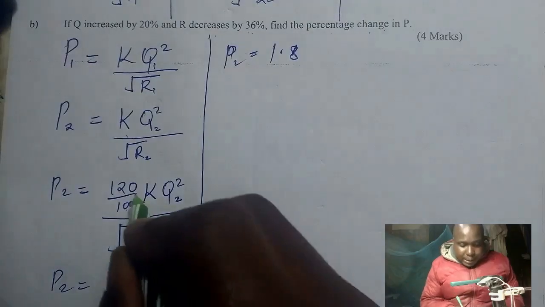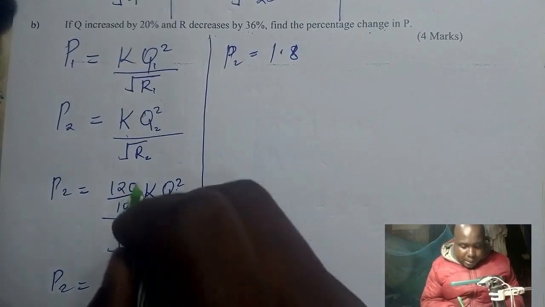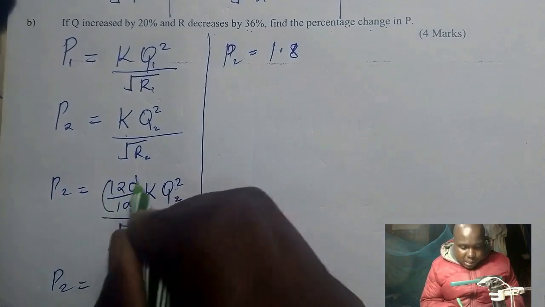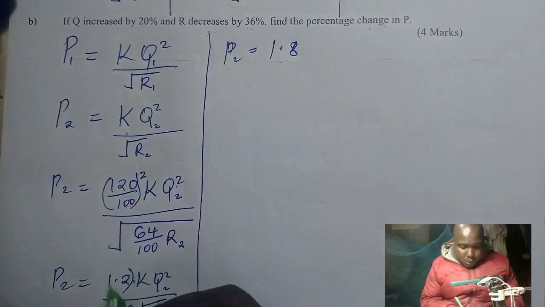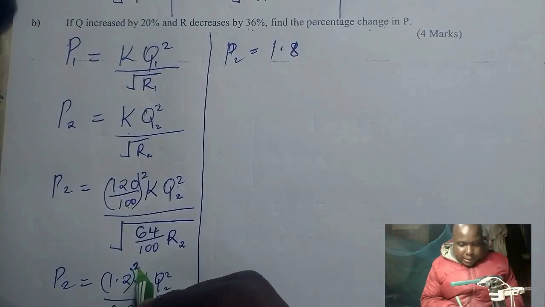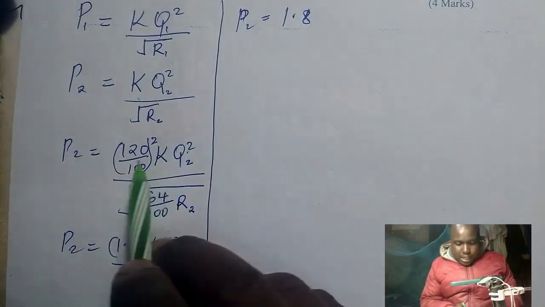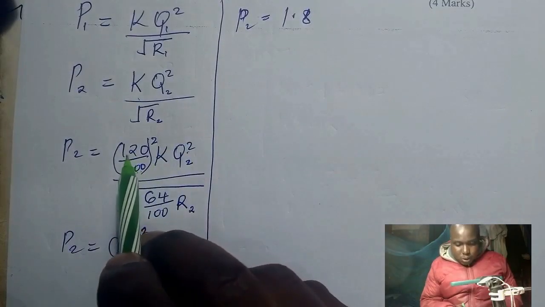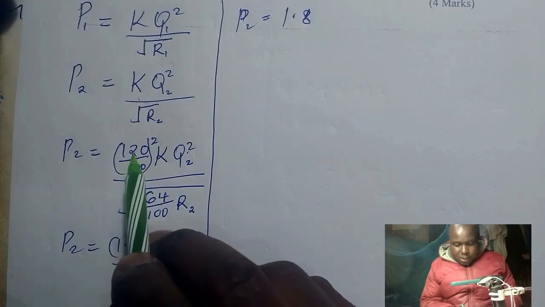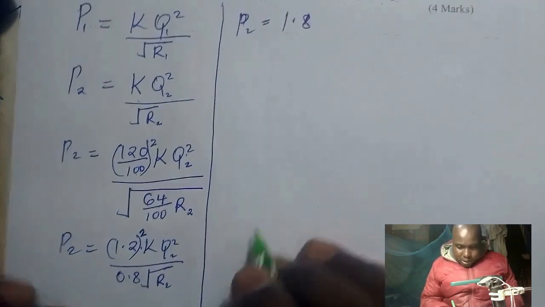Remember Q was squared. Therefore, whatever answer we are going to get here should be squared. Please remember that, because this Q was squared, the answer here is going to be squared. So this is one.